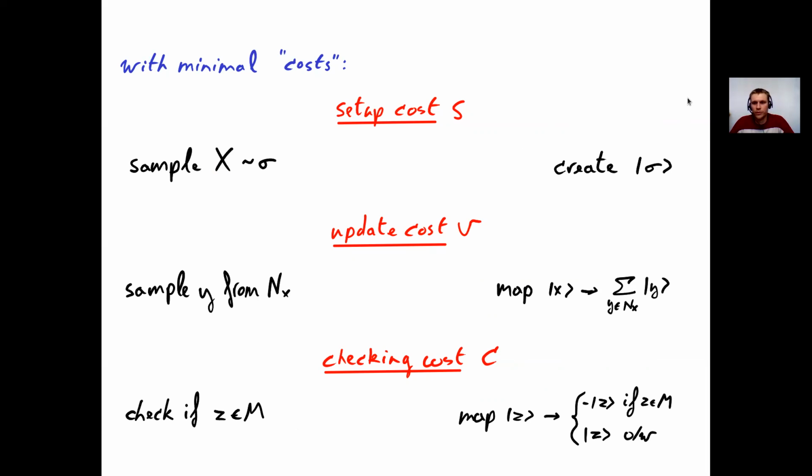Quantumly, the setup cost corresponds to creating the quantum state that corresponds to a distribution sigma. The update cost corresponds to mapping the node x to a superposition over its neighbors. And finally, the checking cost corresponds to mapping a state corresponding to a node z to minus that state if z is a marked element and leaving it invariant otherwise. This is in some sense a quantum version of a checking operation. And what we want to do is find marked elements whilst minimizing these costs.